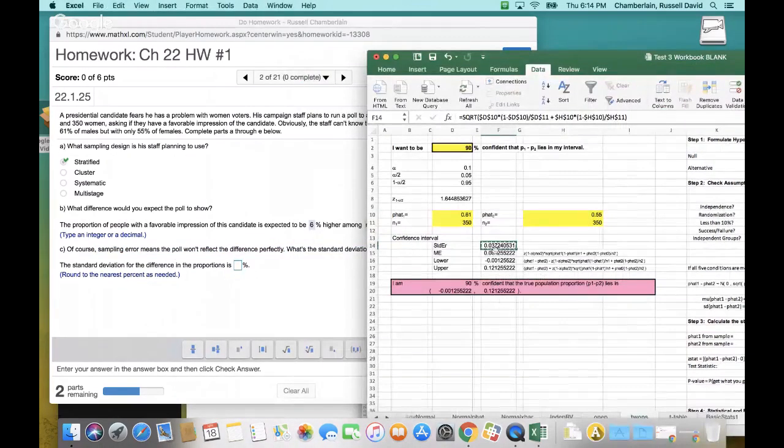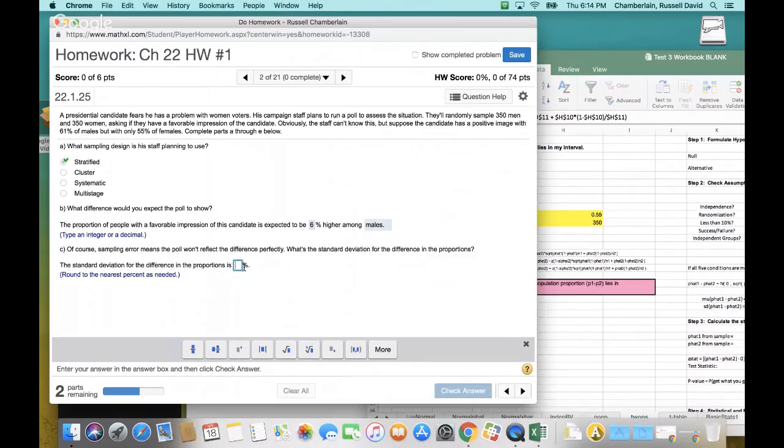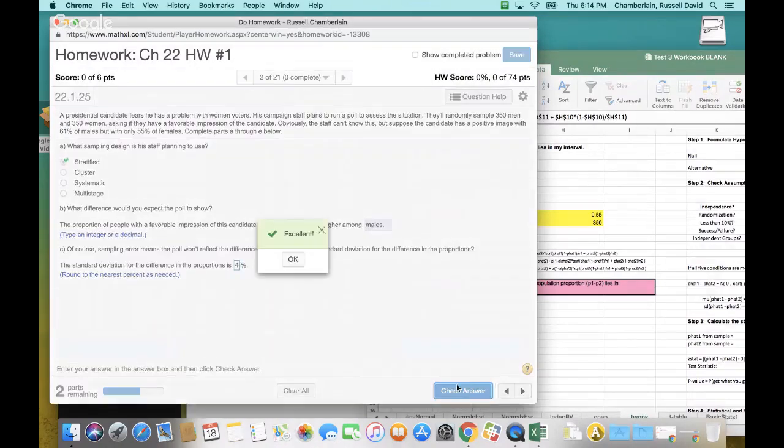And we'll have to be careful here. That's a 3-point... enter to the nearest percent. That's a 4%. Yeah. There you go.